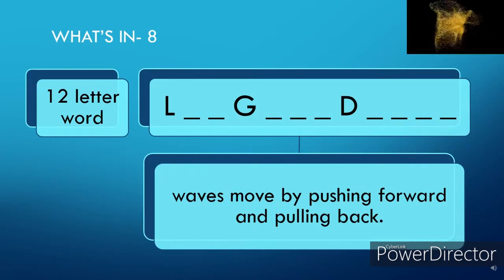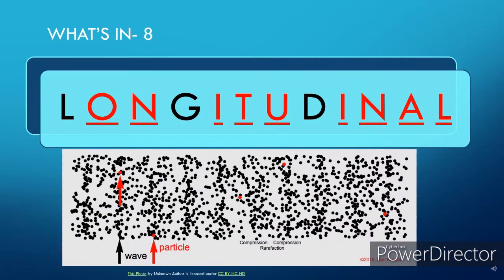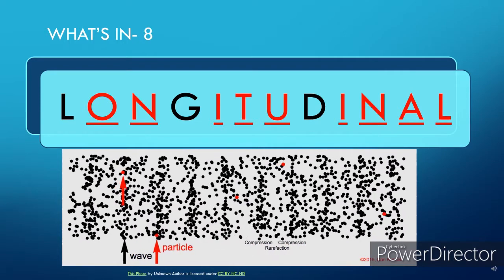12-letter word. Waves move by pushing forward and pulling backward. Guess the word. Longitudinal waves are waves that move by pushing forward and pulling backward. So the correct answer is longitudinal.